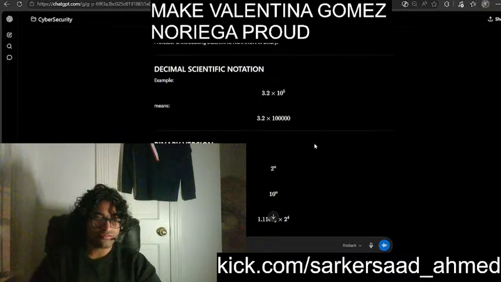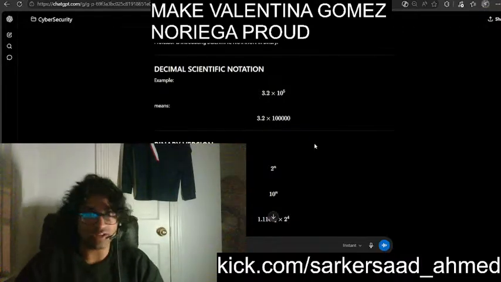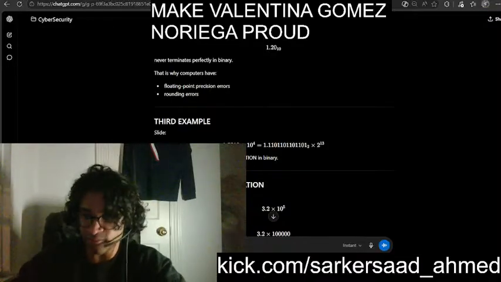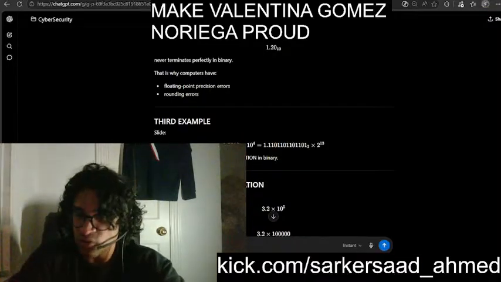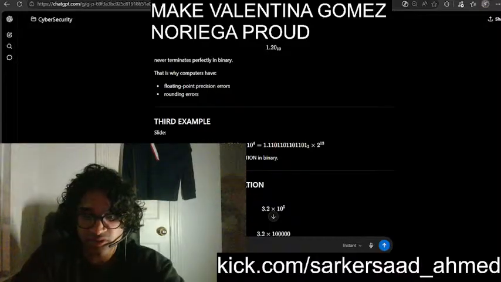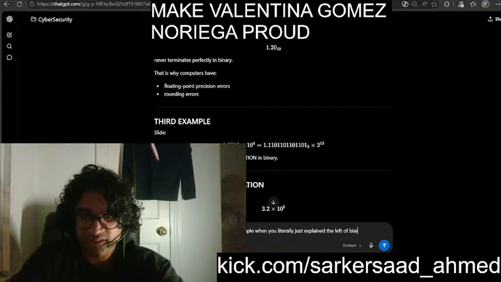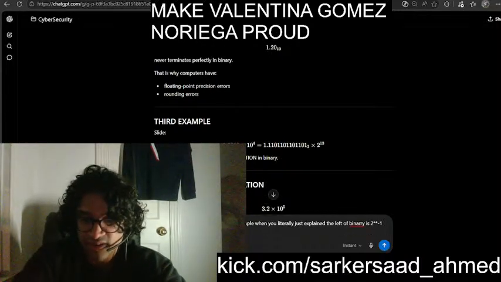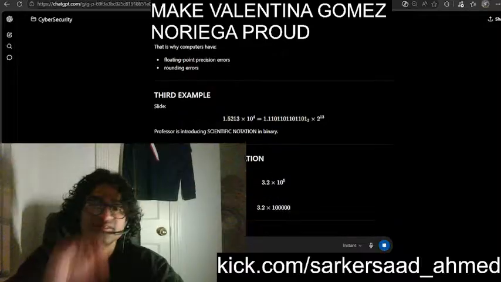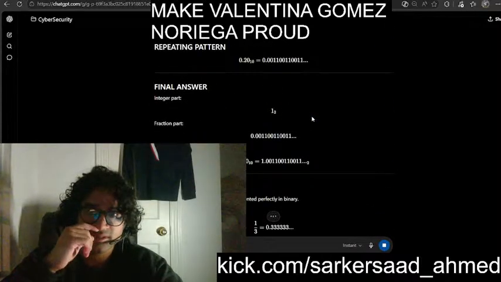But yeah, so left of binary is 2 to the power 0, 2 to the power 1, 2 to the power 2, 2 to the power 3, 2 to the power 4. Although I don't understand how did you do the third example, which is very weird. I don't know how did you do the third example when you literally just explained the right of binary is 2 to the power minus 1, then minus 2, minus 3, minus 4. Can you try adding 0.5 to 13? I don't think it's going to work.